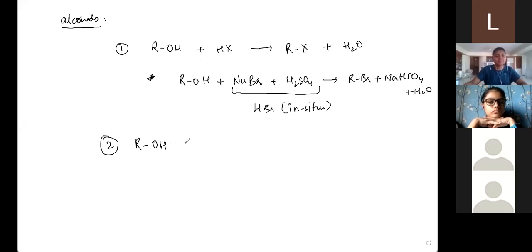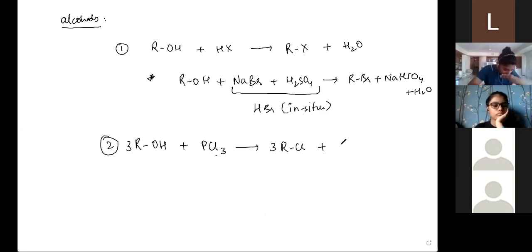So phosphorus halides, you have phosphorus trihalide. In this case, sorry, the trihalide is PCl3. Because there are 3 atoms of chlorine, it reacts with 3 alcohol molecules. You get 3 RCl and H3PO3. So basically the OH takes the place of chlorine and chlorine takes the place of OH. That's it.